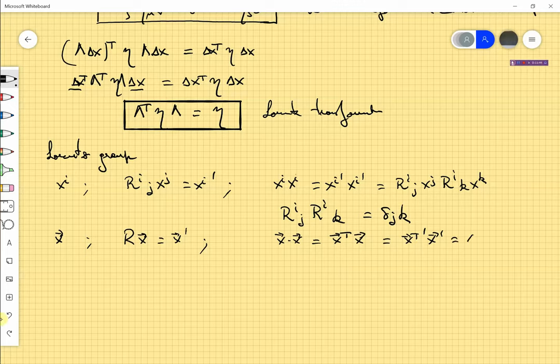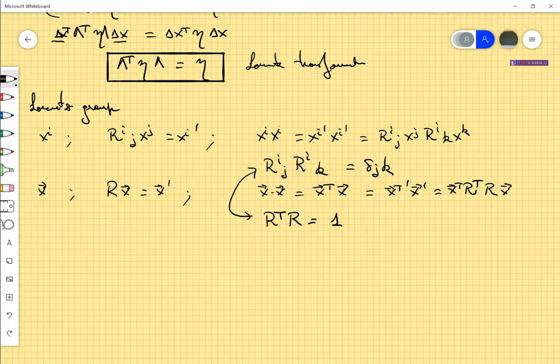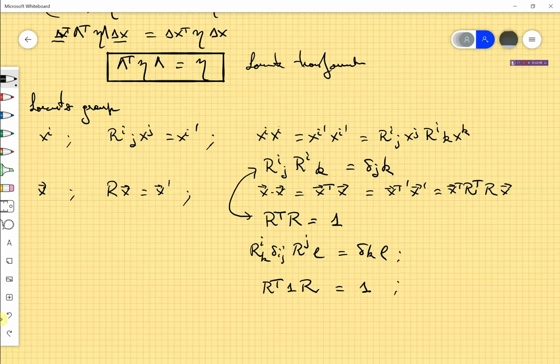This is x^T R^T R x, and here the condition is that R^T R has to be 1. These are the same conditions, but expressed in different ways. You can always put a 1 here, so you could write this using deltas or the unit matrix like this. So I need different indices, so I can write R_ij delta_ik R_kl equal to delta_kl. I have changed these indices, or I can write R^T 1 R equal to 1. These two things are the same.